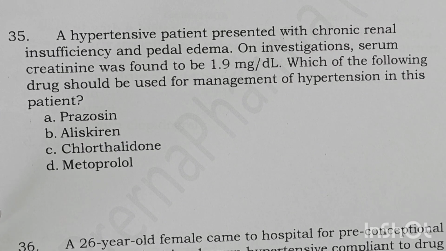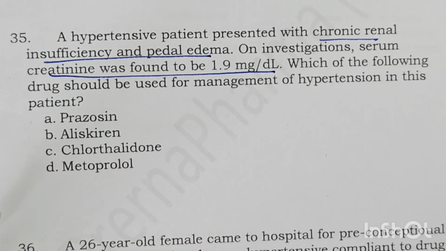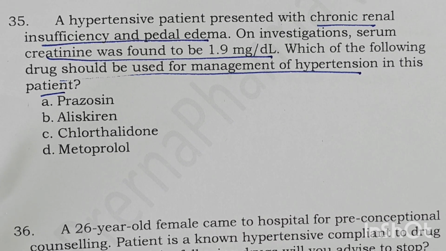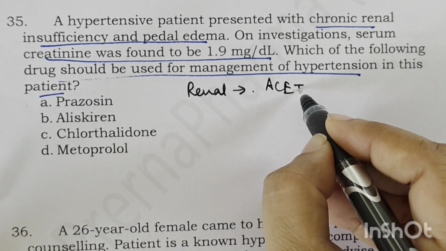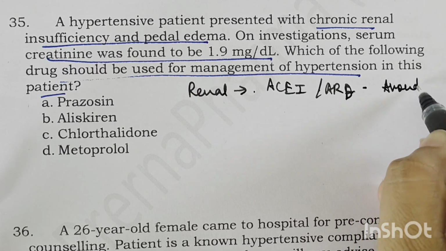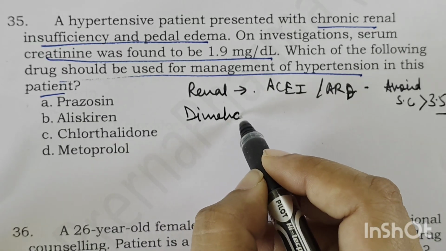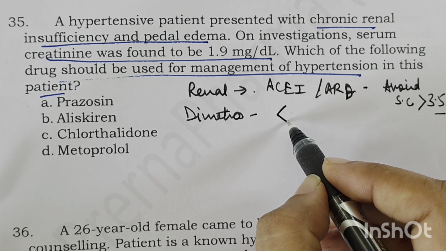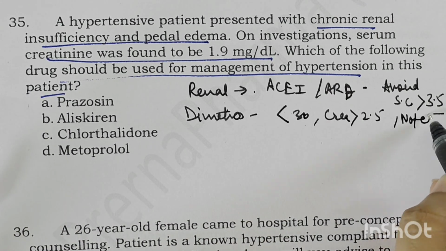A hypertensive patient presented with chronic renal insufficiency and pedal edema. On investigation, serum creatinine was found to be 1.9. Which of the following drugs should be used for the management of hypertension in this patient? This is a question which needs understanding. In renal patients, you can give ACE inhibitors or ARBs, but they are avoided if the serum creatinine is very high, like more than 3.5. Then diuretics, like thiazides, are second line drugs, and they are ineffective in severe renal disease. When GFR is less than 30 or creatinine is more than 2.5, then again thiazide diuretics are not effective.